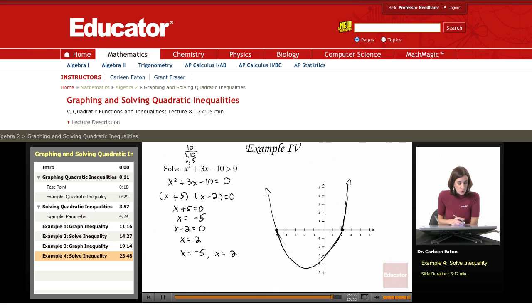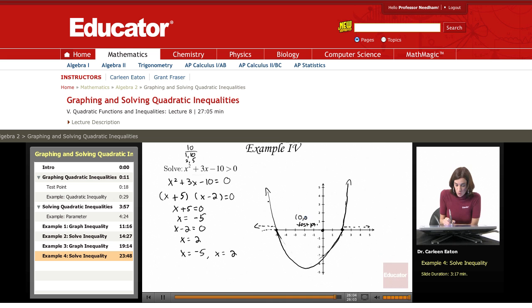I'm looking for values of x where this function would end up being greater than 0. So I'm going to look over here and see that whenever x is less than negative 5, y is greater than 0. Whenever x is greater than 2, y is also positive.